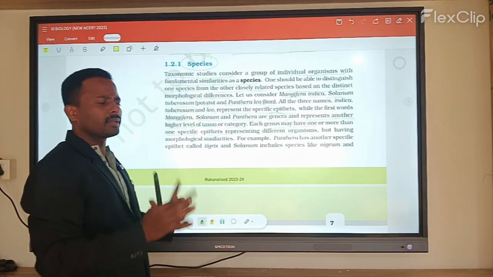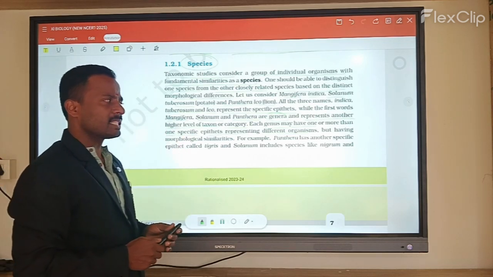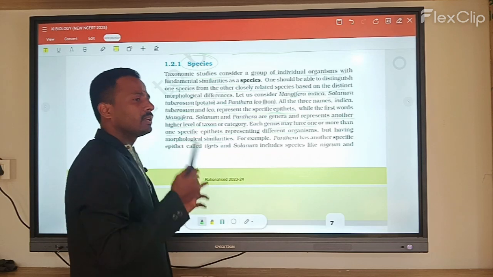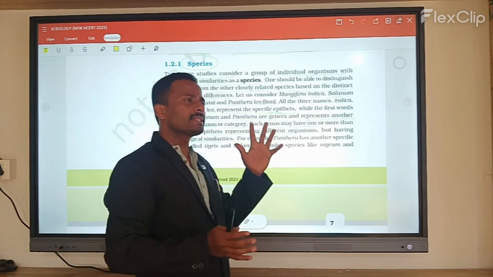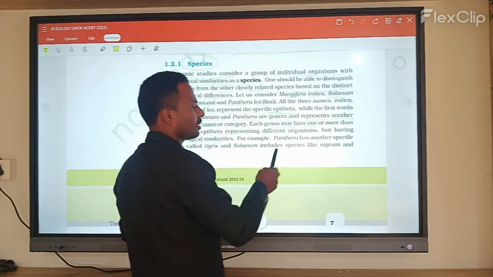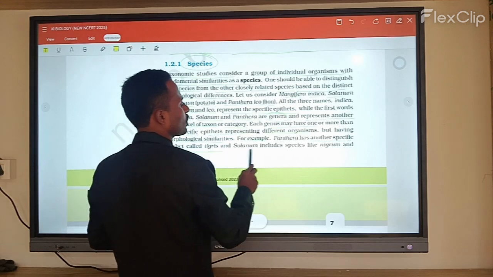So you take one particular organism; they have one or two specific epithets present, but morphological similarities are compulsory. You take different species; they show different morphological characters. Here, for example, Panthera is the genus and the specific epithet is Tigris; and Solanum.